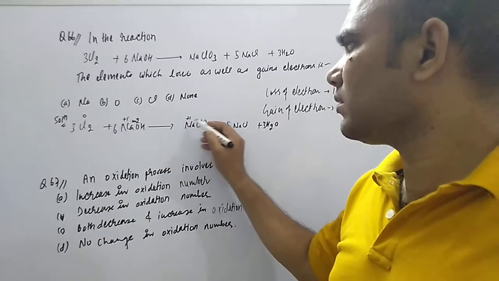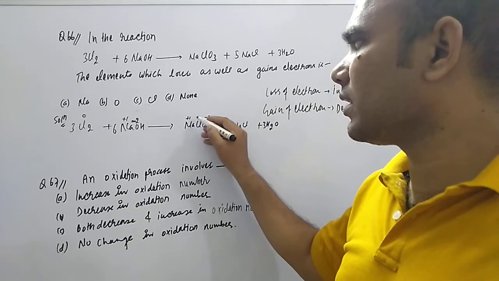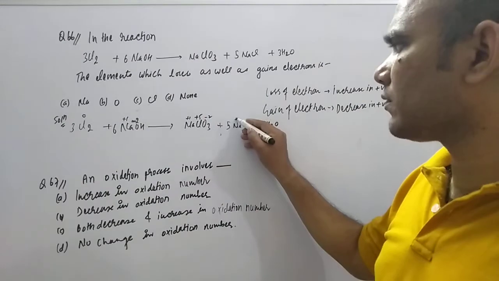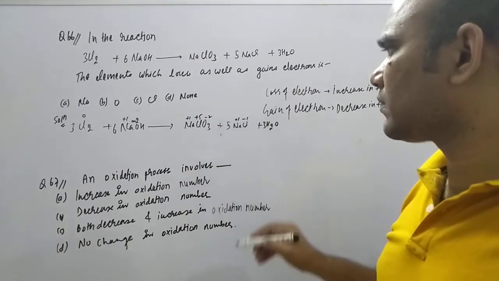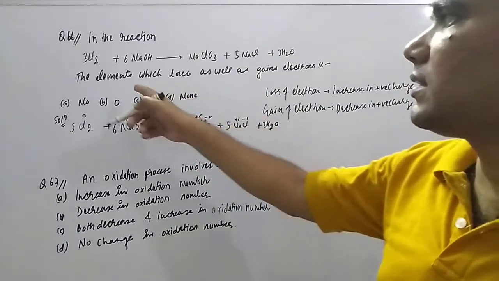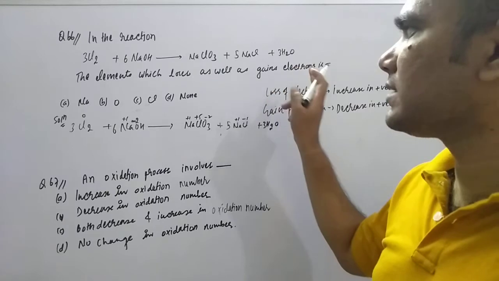Here is +1, here is -2, and what is chlorine, student? 3 to the 6 minus 1, that is +5. Now here sodium is also +1, and here chlorine is -1. So dear student, only one element. Which element are they asking about? The element which loses as well as gains electrons. Only one element they are talking about.